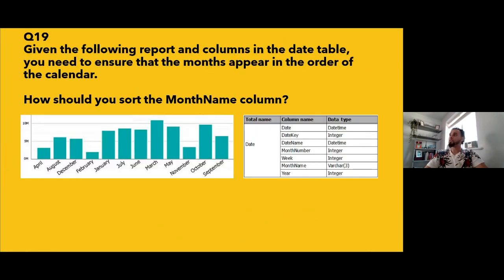Given the following report and columns in the date table, you need to ensure that the months appear in calendar order. How should you sort the month name column? Ascending, descending, by date key, or by month number. So you would sort this by the month number.